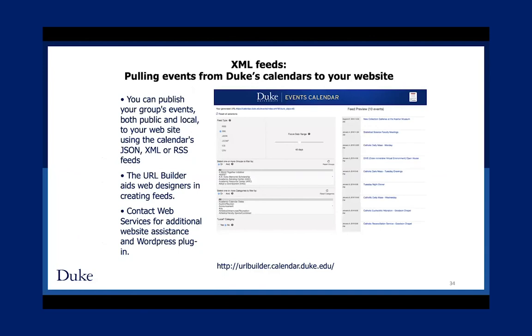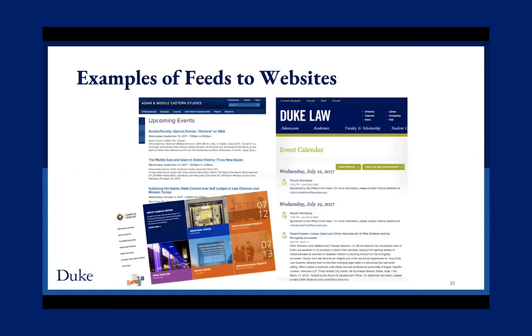Feeds. So there's a tool at urlbuilder.calendar.duke.edu that helps you create a feed by your departmental name or by a category to feed to your website. We recommend people use JSON because that's the newest feed and the easiest to parse. It allows you to put the information in once, have it appear on calendar.duke.edu, and have it appear in the format of your website by entering it only once and then grabbing that information onto your website.